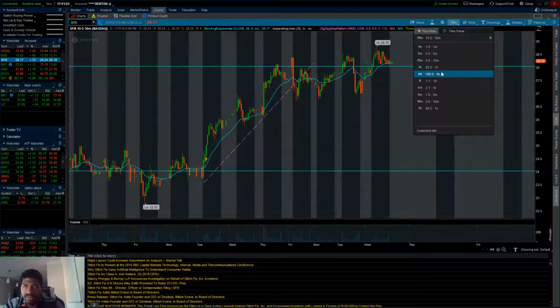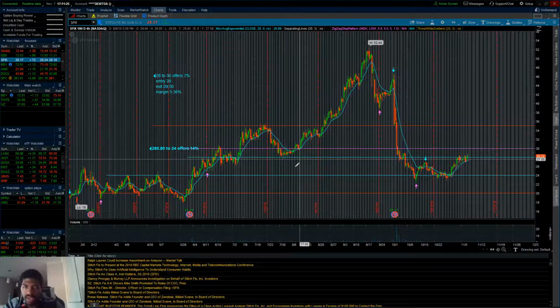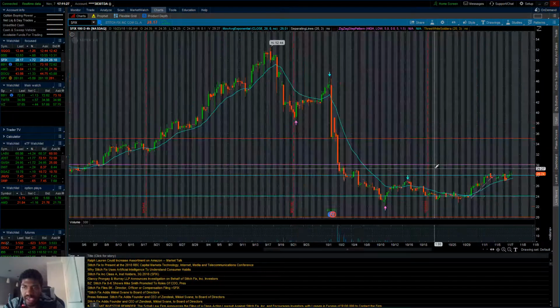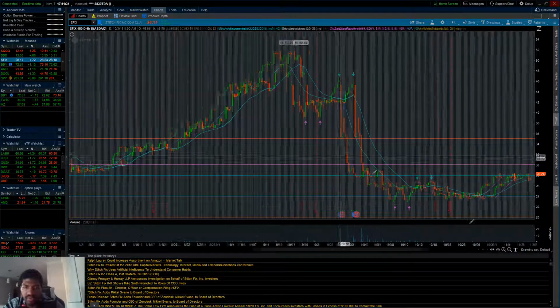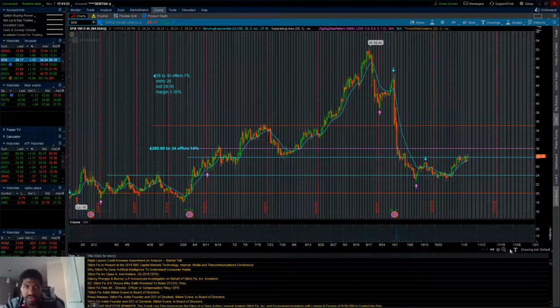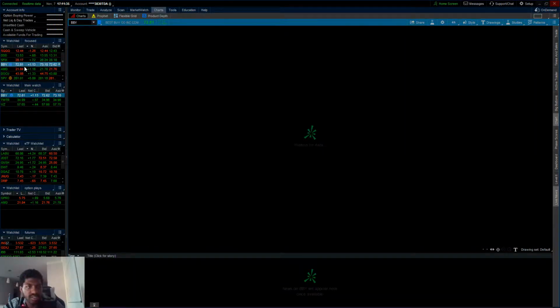Okay, let me go ahead and zoom out a little bit more. And the next resistance I see that it has is at 30, as you can see this purple line for the minor resistance, and from 28 to 30 offers 7%. So that's going to be it for that one.